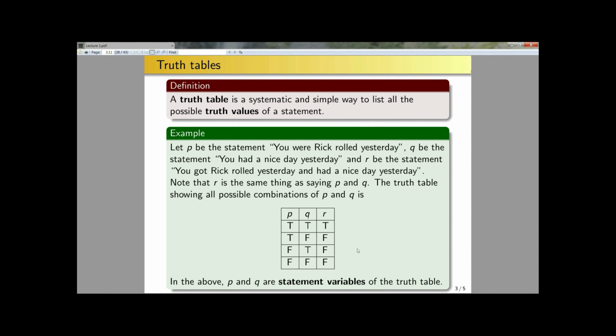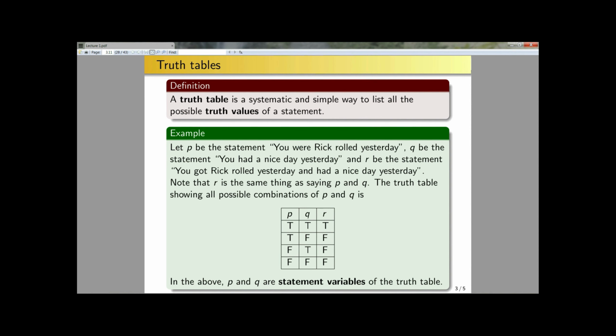So now, one more definition. In the above, P and Q are called statement variables of the truth table, and we refer to P and Q as statement variables because the truth value of R is dependent on the truth values of P and Q. So in some sense, they are the variables of the compound statement.